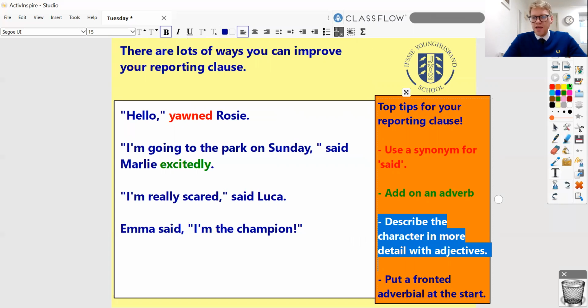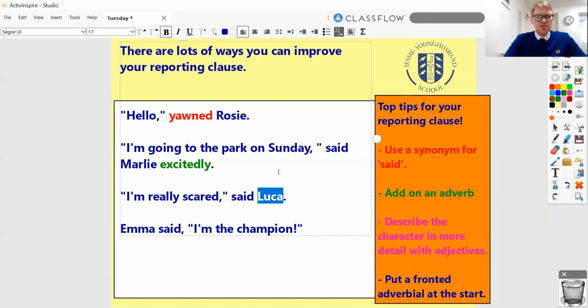Something else we can do is we can describe our characters in a bit more detail. So, particularly with adjectives. So rather than said Luca, I'm going to actually improve this a little bit. I'm going to say said the ginger 8-year-old.